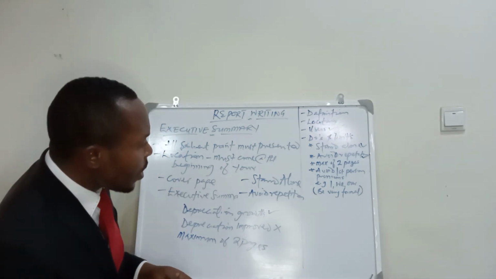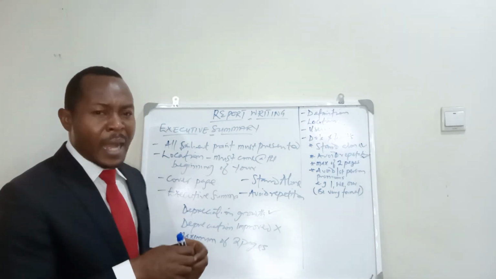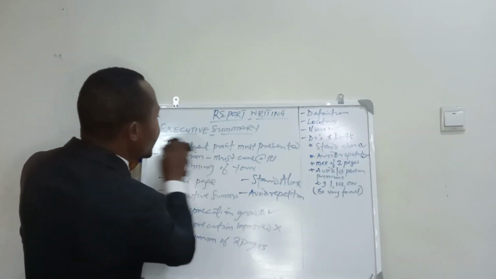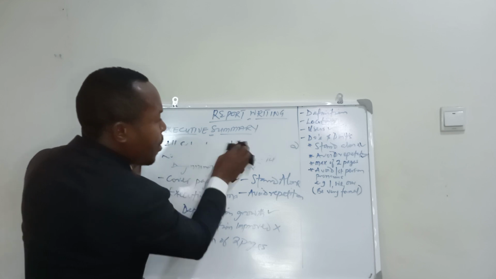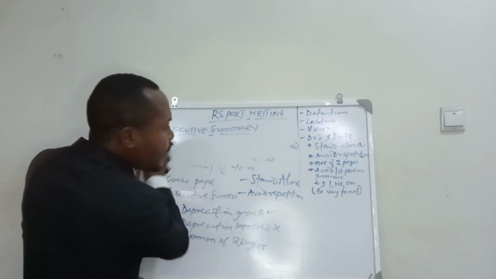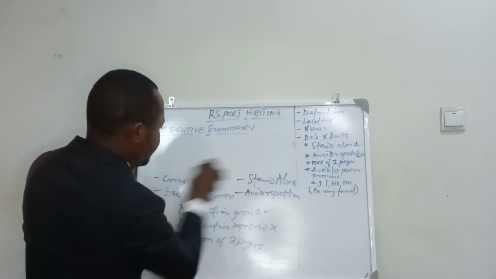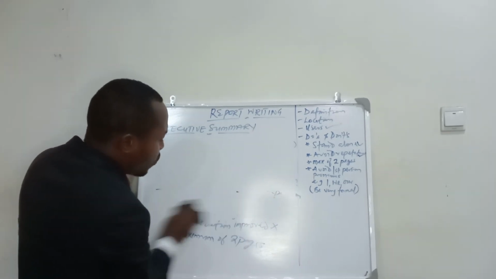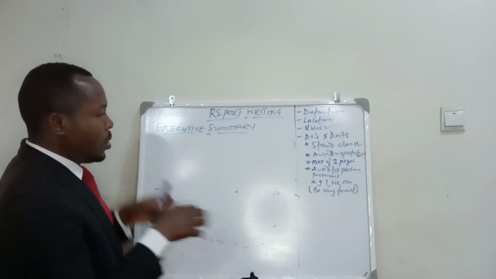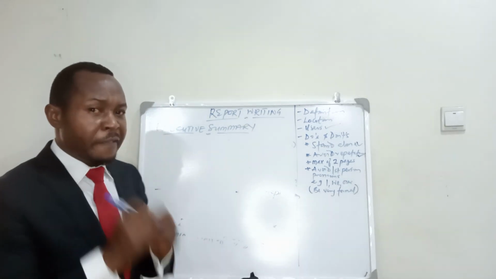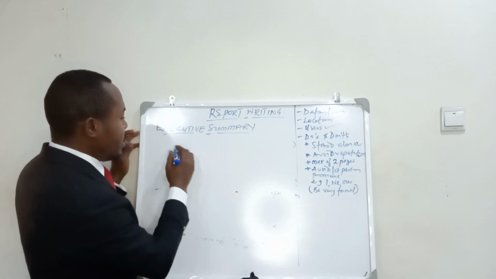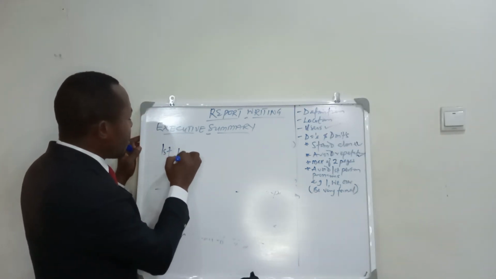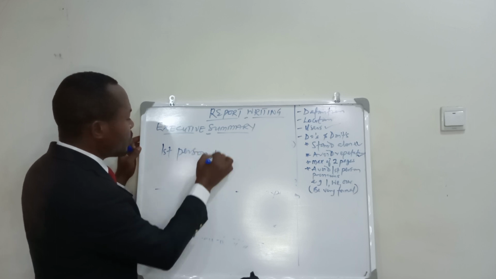Okay. Another one that we need to look at is that we must avoid using first person pronoun. You must avoid using first person pronoun. That is what you have to avoid also. First person pronoun. What do we mean by first person pronoun?